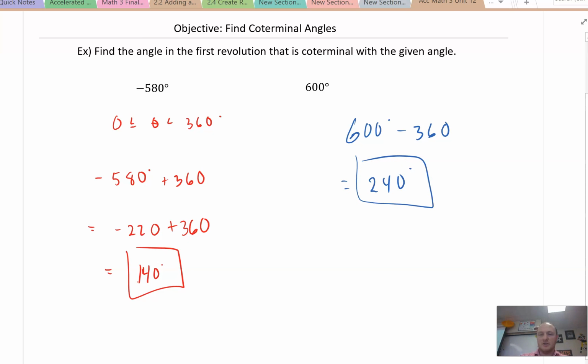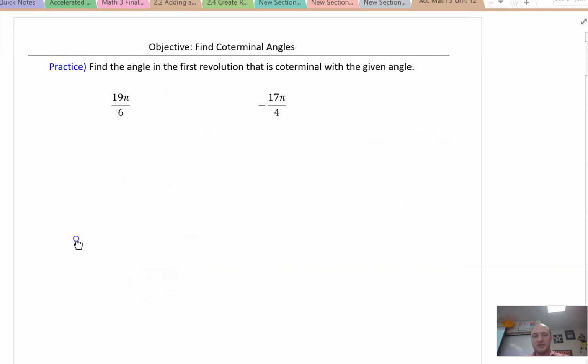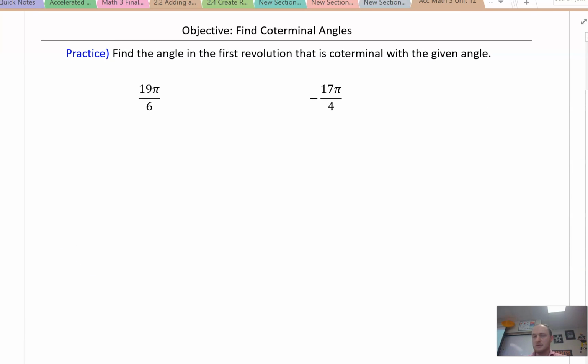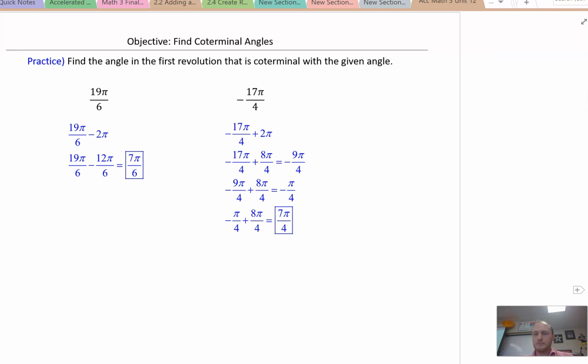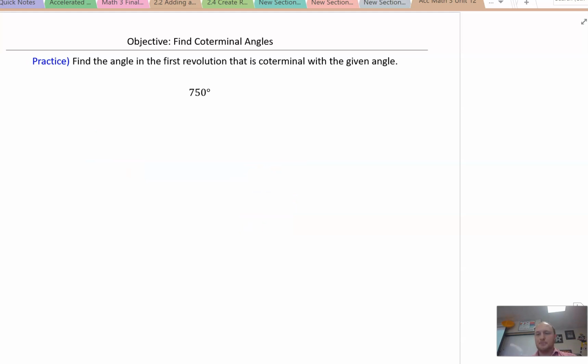Simple. All right, here are some practice problems. I want you to go ahead and pause the video. Please try these. Okay, hopefully you paused. Here's the solution. All right, and the next one, please pause the video. I want you to try this one. Okay, and hopefully you tried. Here is the solution.